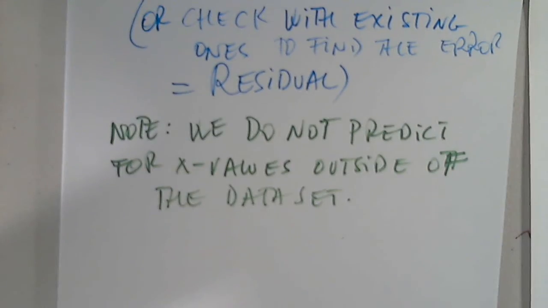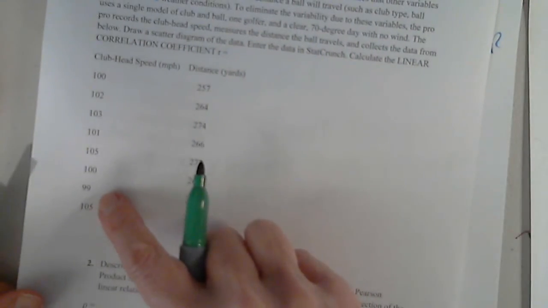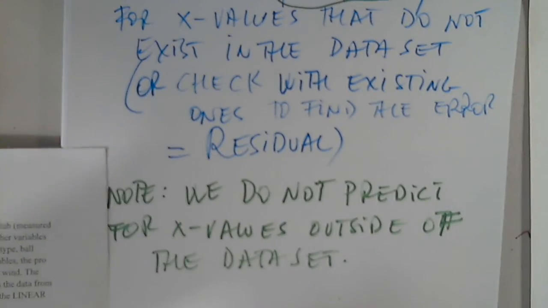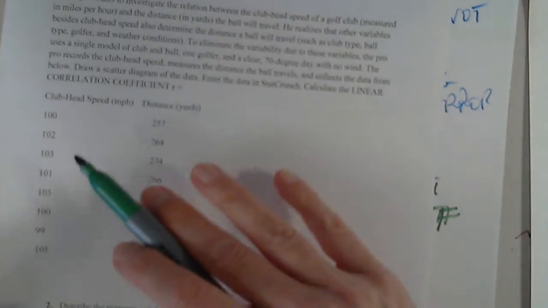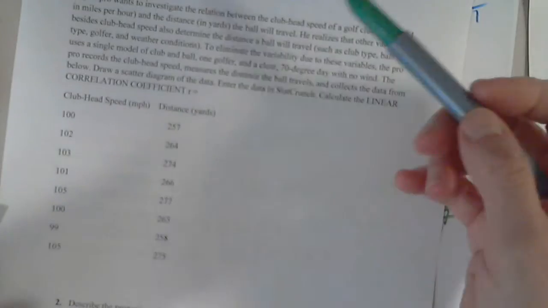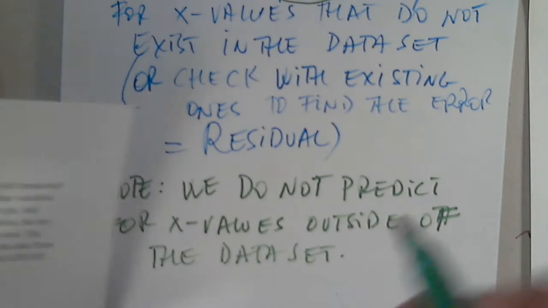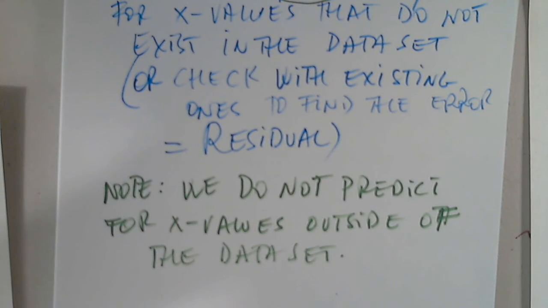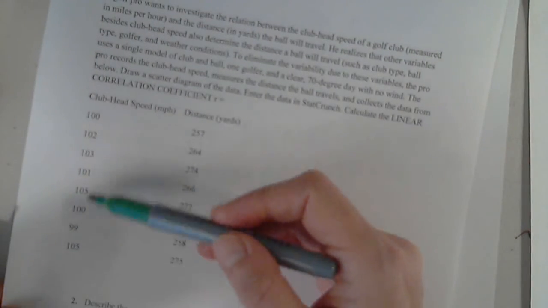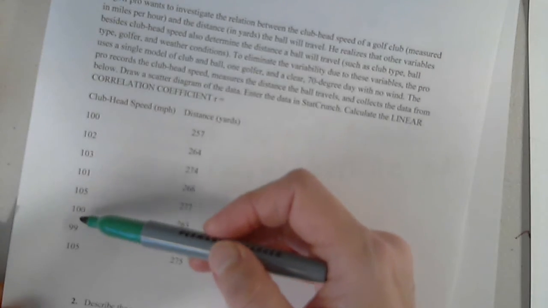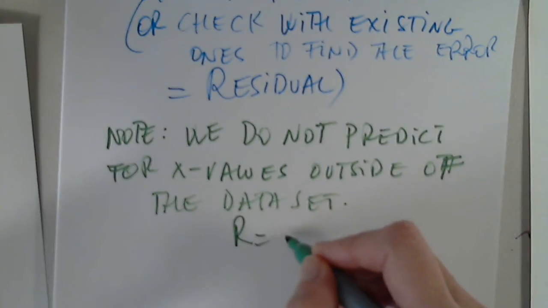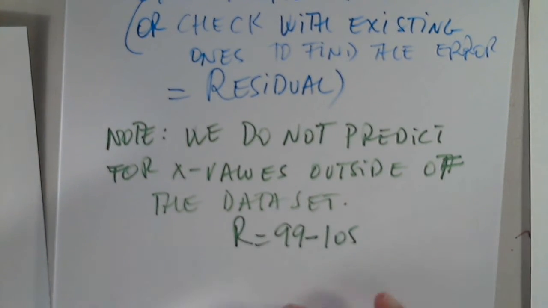So for example, see here the minimum is 99. If you want me to use the linear regression line to predict for 80, I will say no, because 80 is not within the range of the data. If you ask me to predict for x equals 200, I'll say no, because I don't know what happens outside of this. So for this data set, you can ask me to predict anything from 99 to 105. So the range, 99 through 105.